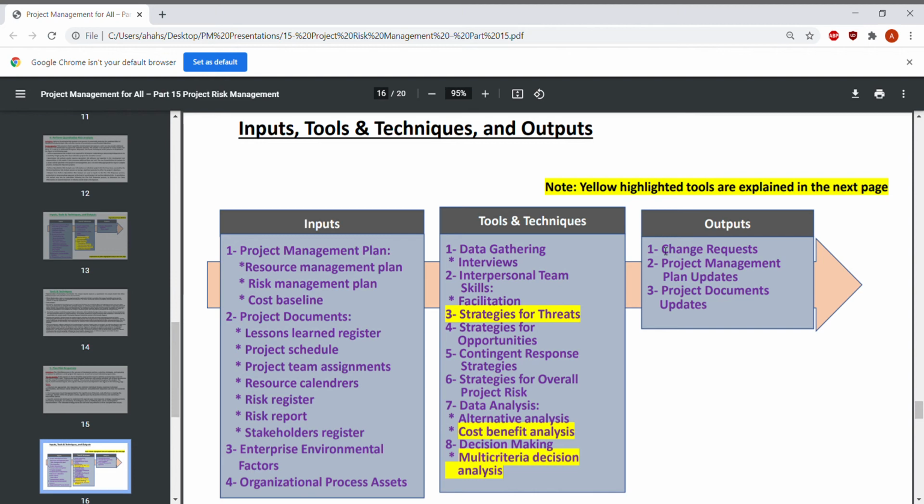The outputs of this process are the change requests, project management plan updates, and project documents updates. So once we do all these processes, we may need to make some changes, so we raise change requests and go through the change management process to approve them and implement them if they are approved.